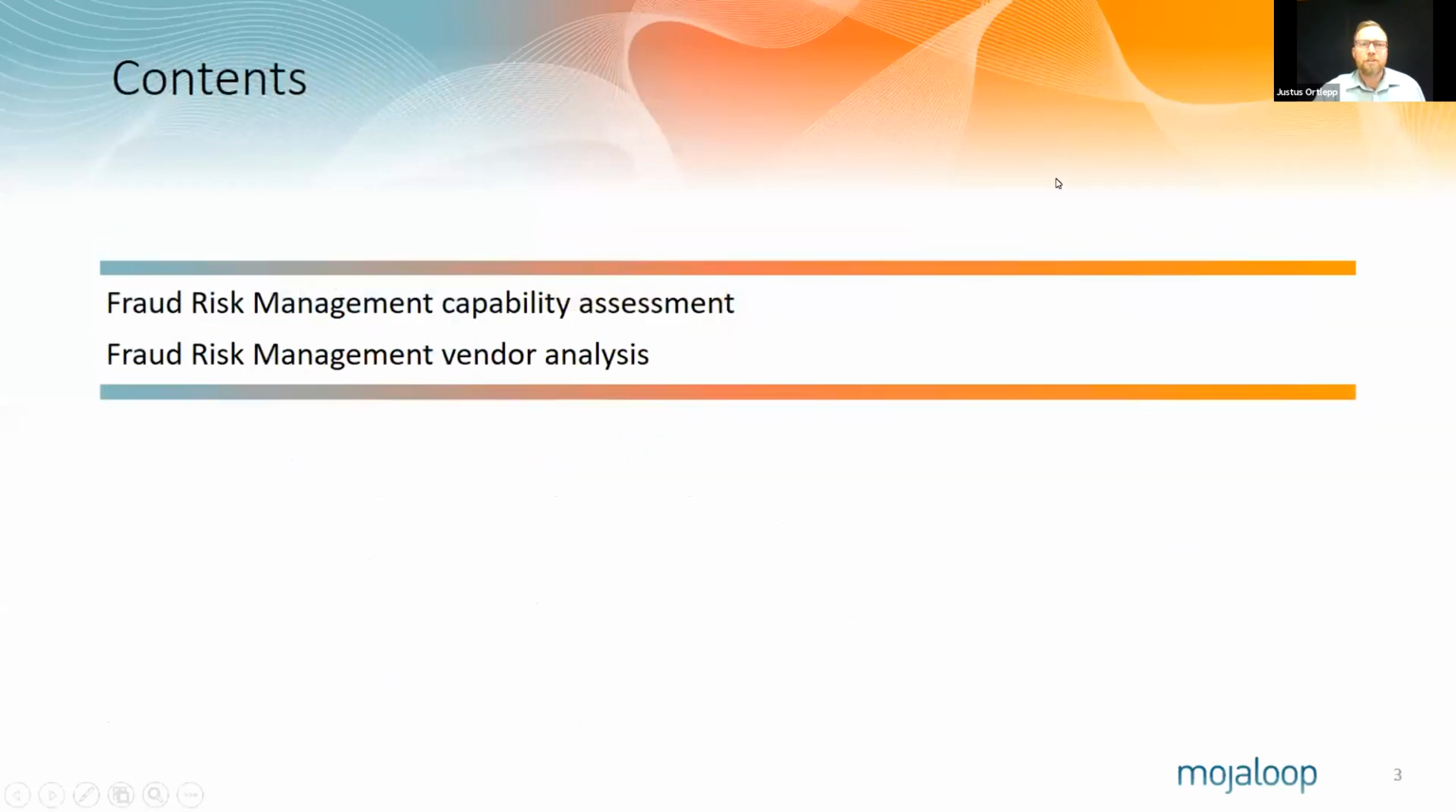So our presentation today focuses then on the capability assessment and the work that we've done there, and then also on the fraud risk management vendor analysis. And then finally, to conclude, we want to talk about what the next step should be, given everything that we have put together for the Mojaloop community to date over the last 8 months or so. What does that information mean, and what does that information allow you to do? And what then are the next steps for the Mojaloop community and the Mojaloop Foundation?